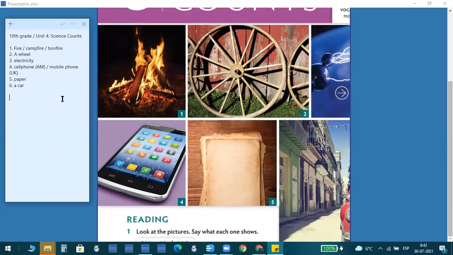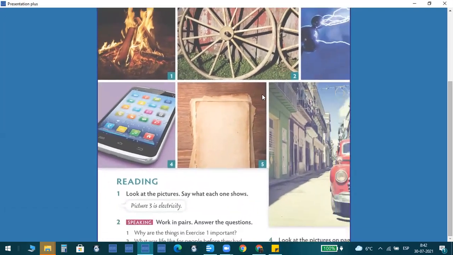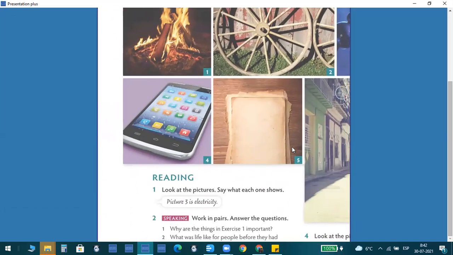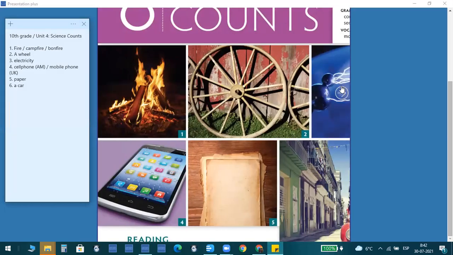Now tell me about these things. I have a question for you guys. Okay, we can see 6 pictures, and they are different. We know that. And the thing is, which of them are discoveries and inventions? Inventions and discoveries. Okay, tell me, which ones are inventions? Let's begin with inventions.